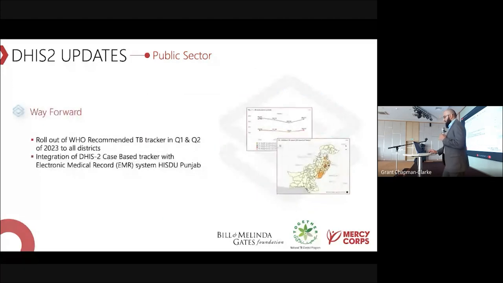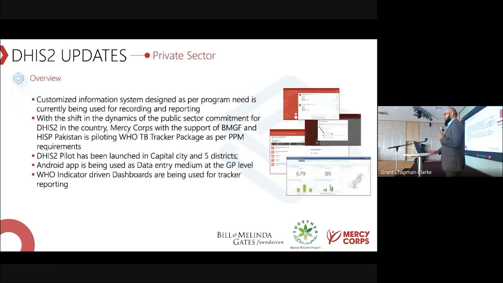So the way forward for the public sector is that we roll out the TB tracker in quarter one and quarter two of 2023 for all districts. And since we are a devolved country, each province has its own implementation. Punjab province, one of the provinces, is the highest burden province in the country, and it has its own implementation, an electronic medical record system developed by their HIS department. So we will be supporting them in the integration of that EMR with the DHIS2 for the case base. So we are looking forward to these two challenges. So this was for the public sector.